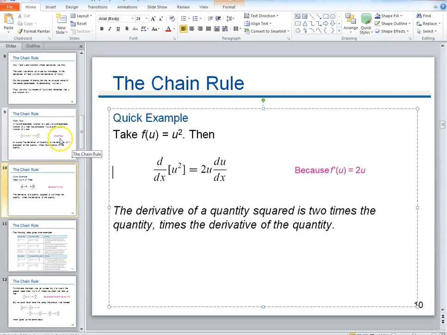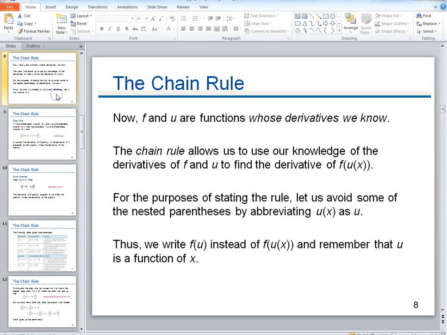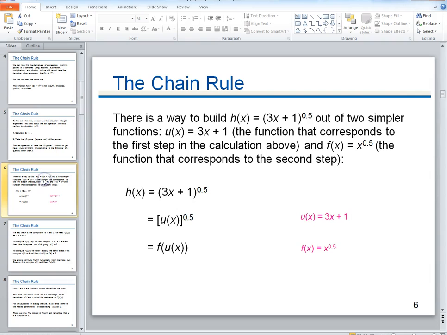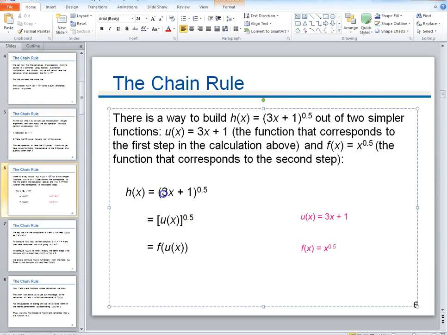Okay, so here's the function h. Now, h is made up of kind of two parts. This is one part of it, and then we're going to raise this thing to this power. Do you understand?